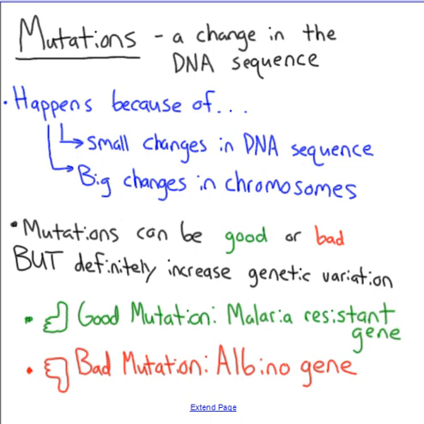Mutations, however, could either be good or bad. An example, just real quick, of a good mutation. There's a malaria-resistant gene that we've recently discovered, and that's a really good thing because it prevents you from getting malaria. A bad mutation would be the albino gene.